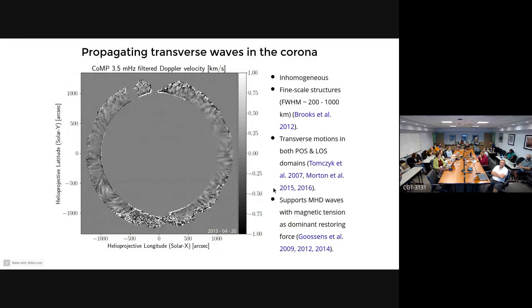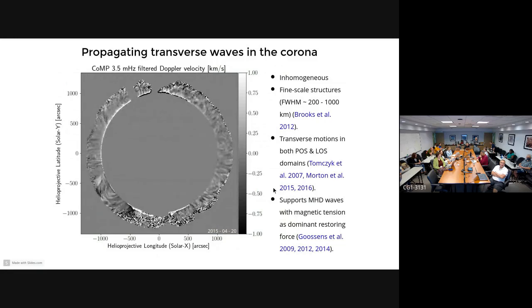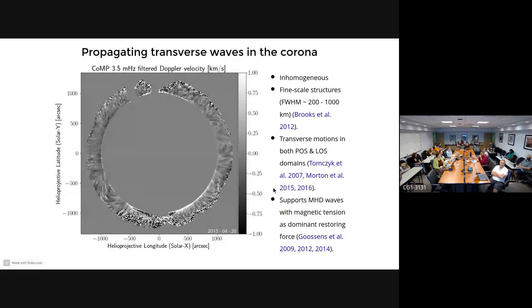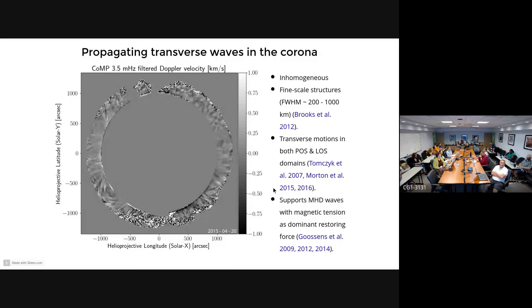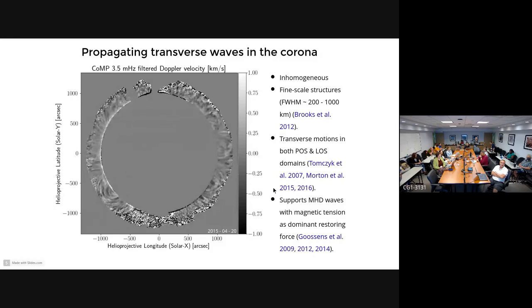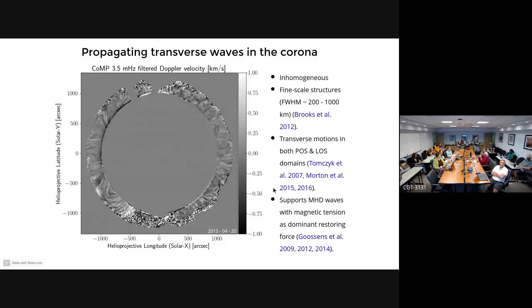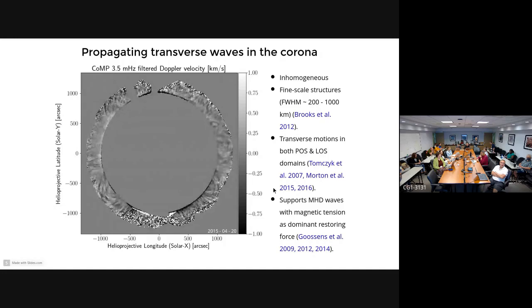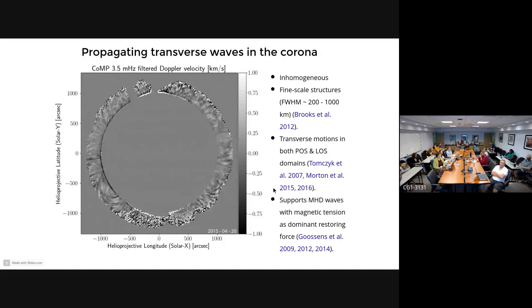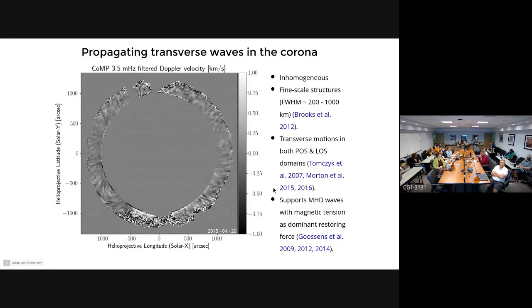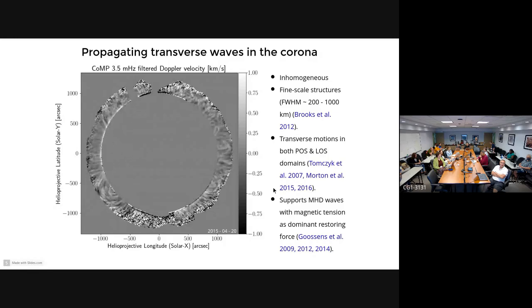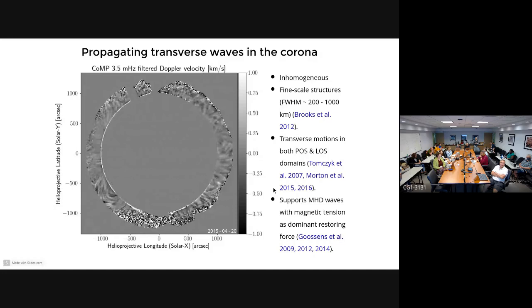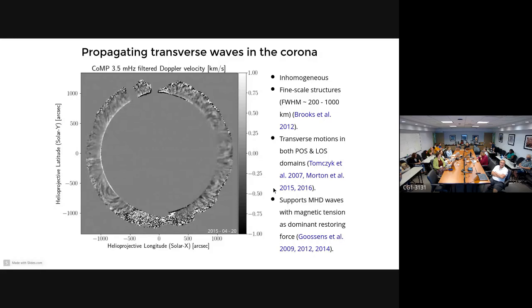Richard has already given a very good overview of the waves propagating into the corona. What we can see from the CoMP observations is that the corona is inhomogeneous. We have fine-scale structures, like the loops and the open field lines, with variability from 200 to 1,000 kilometers. And these structures exhibit transverse motions.